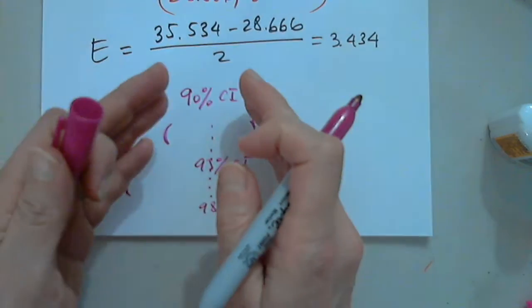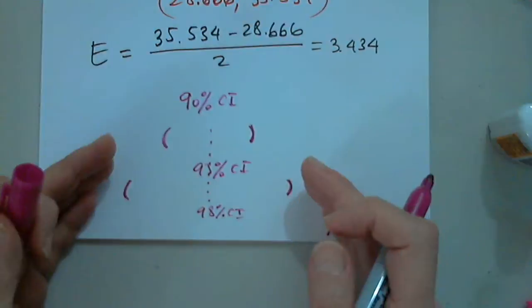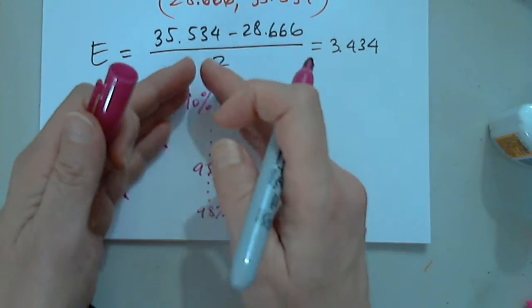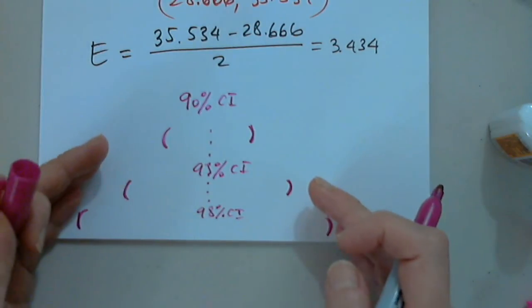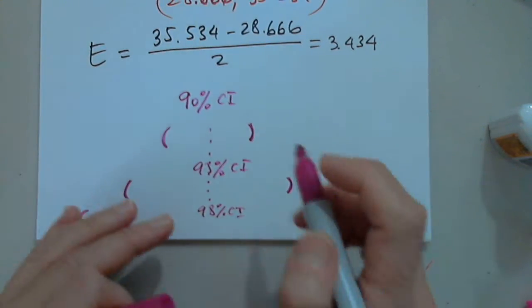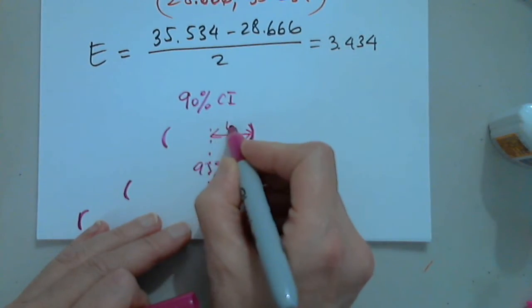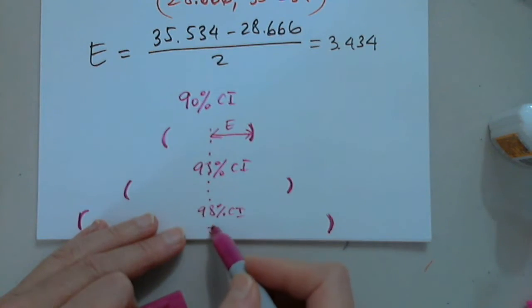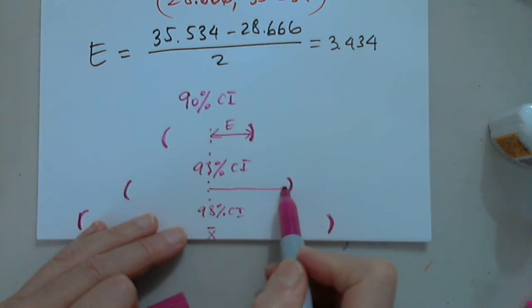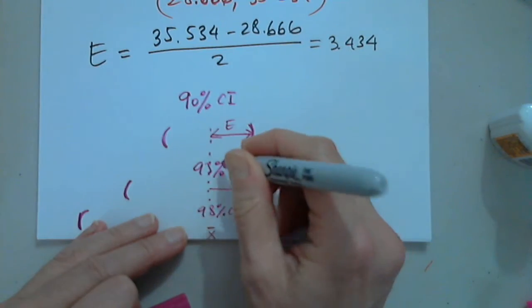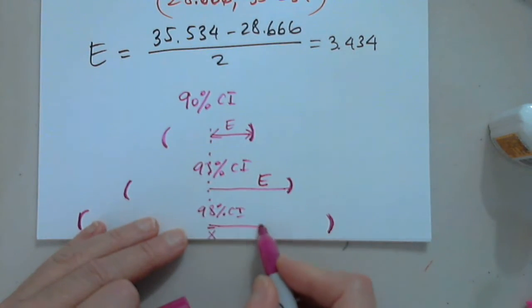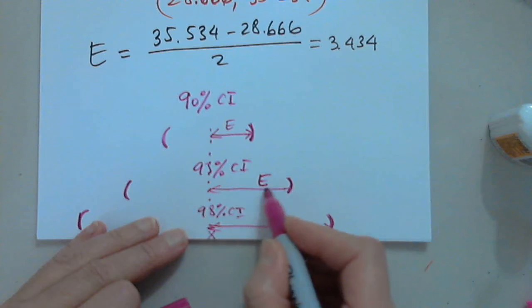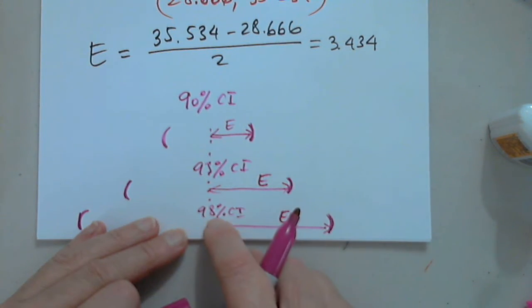So as the percent increases, the margin of error increases. This is the margin of error for a 90% confidence interval. This is the mean right here, X bar, in the middle. This is the margin of error for 95%. And this is the margin of error for 98%.